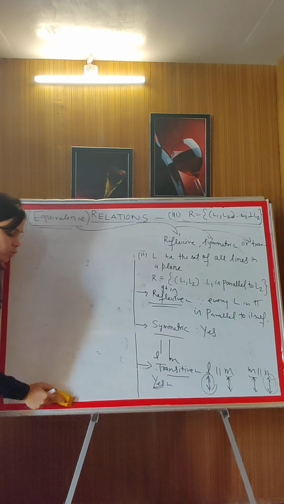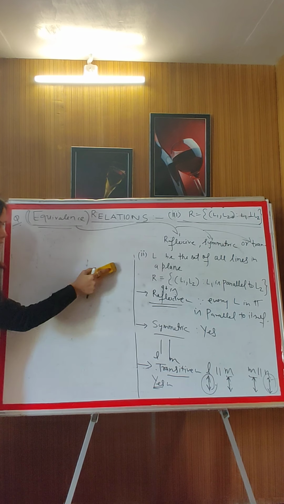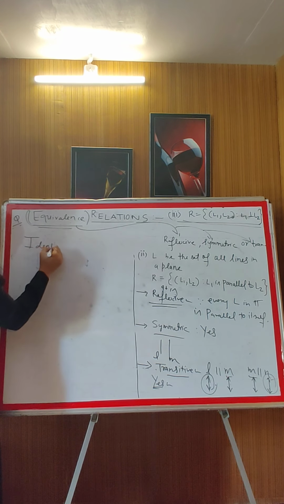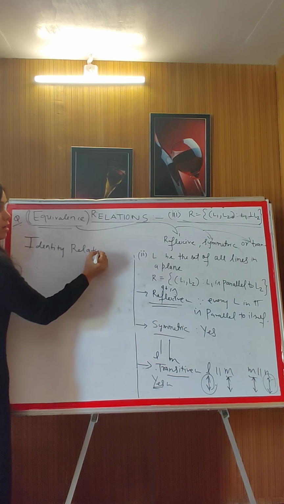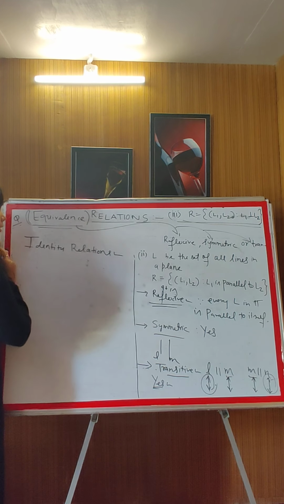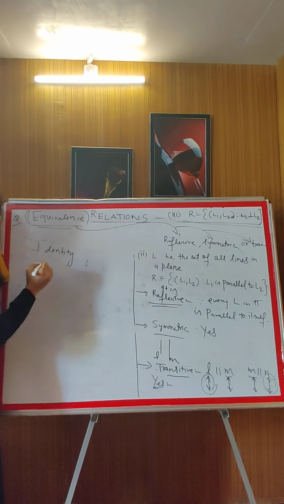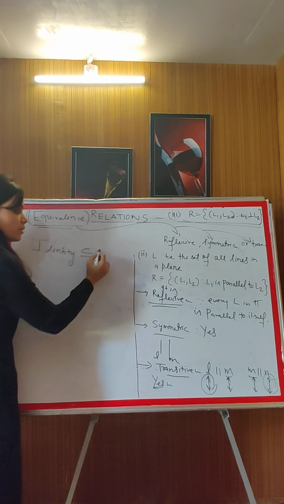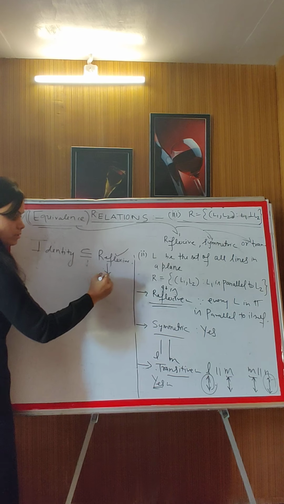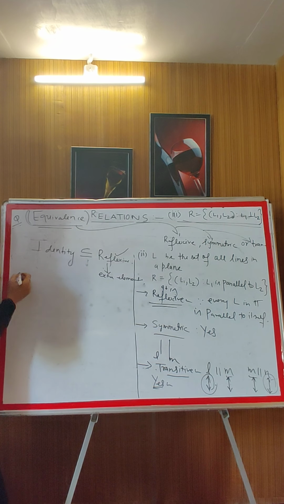As we know, in a reflexive relation we have the flexibility to have extra elements also, other than (1,1), (2,2), (3,3). But in identity relation, we are very much restricted to only those elements. Identity is a subset of reflexive relation, because reflexive may have extra elements, but identity cannot have any extra element.